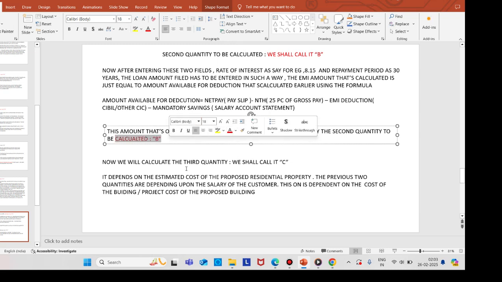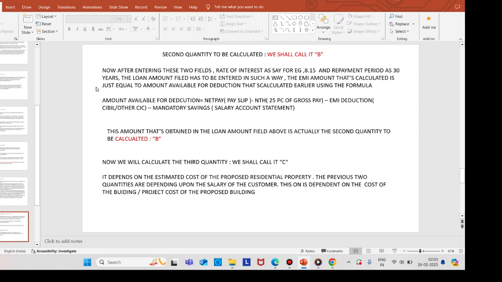As I have discussed earlier, there are three quantities to arrive at the maximum housing loan that can be given to a customer. The first is simply 72 times his gross pay of the latest month, which is his regular income, without including abrupt or abnormal payments like PLI or LFC, variable pay and bonus. Quantity B depends upon his net pay, arrived at by the formula net pay minus 25% of his gross pay minus EMI deductions from CBIL minus mandatory savings. By using this formula, we arrive at the maximum available amount for deduction.